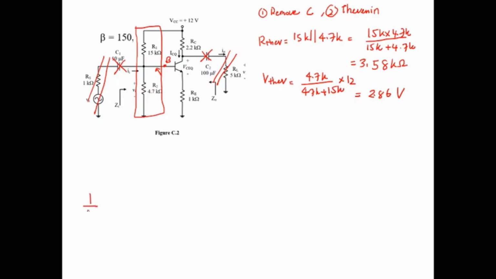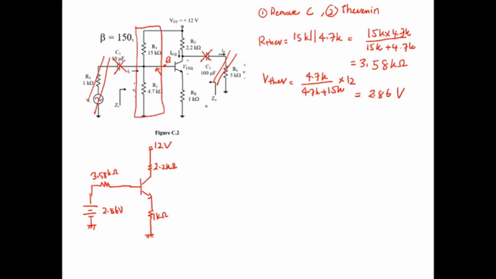Once you have these values, you can redraw your circuit. At the base connection, you will have the V Thevenin 2.86 volt, and then the R Thevenin, 3.58 kilo ohm, connected to the base. At the emitter side there is no change, so we have RE is 1 kilo ohm, and then RC is 2.2 kilo ohm. At the RC, the VCC is 12 volt. So this is the simplified circuit.